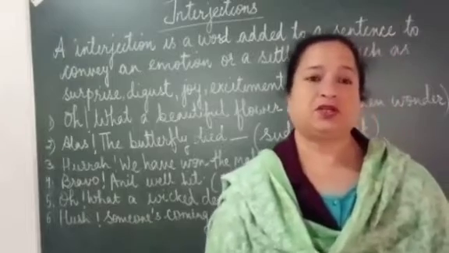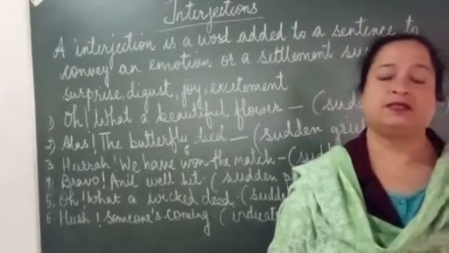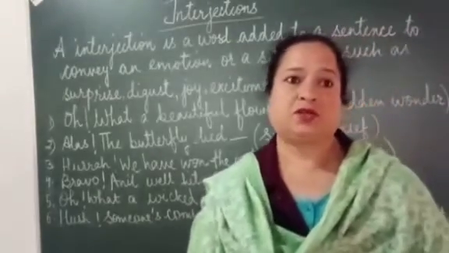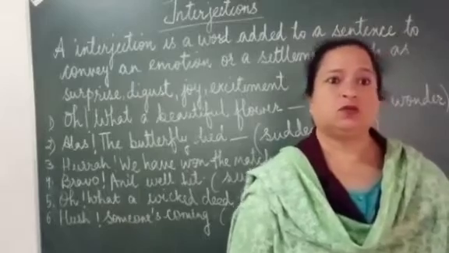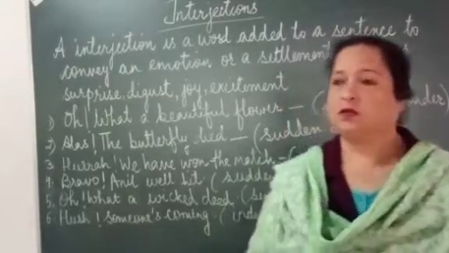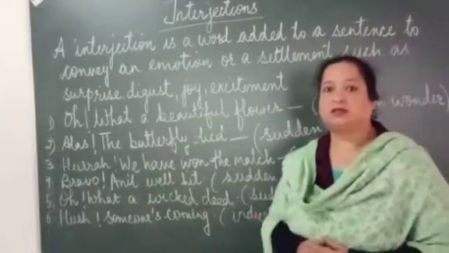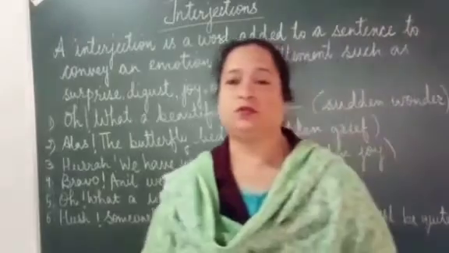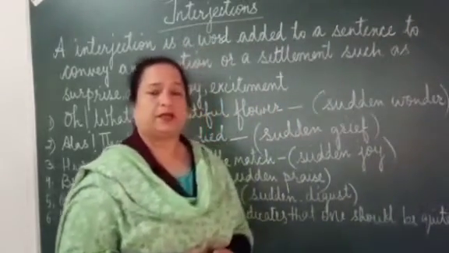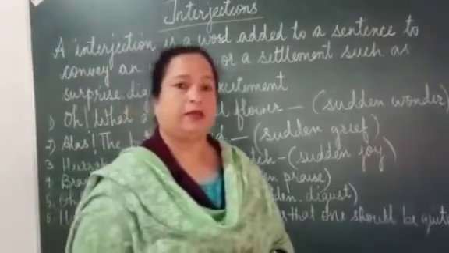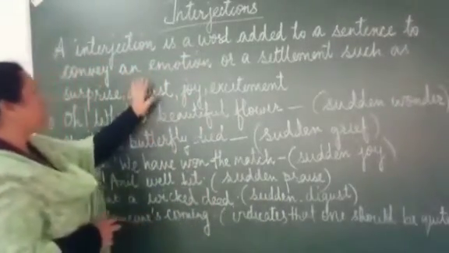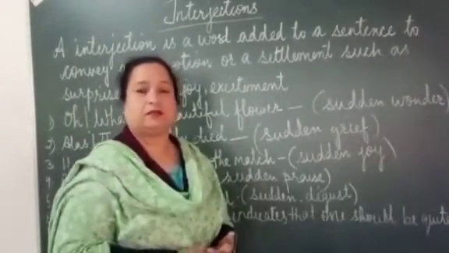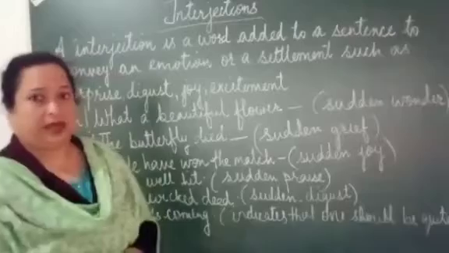An interjection does not affect the sentence grammatically. We use an exclamation mark after an interjection, and an exclamation mark is also used at the end of a sentence. So children, I have written certain sentences here with examples to help us understand how we are going to use these words. So once again, let us remember, an interjection is a word added to a sentence to convey emotions. This emotion can be of anger, surprise, sorrow, happiness.